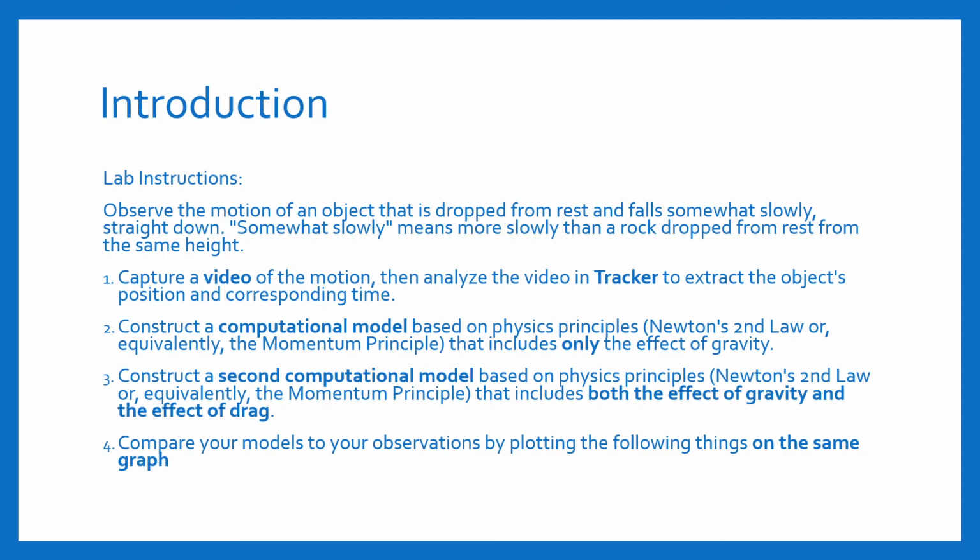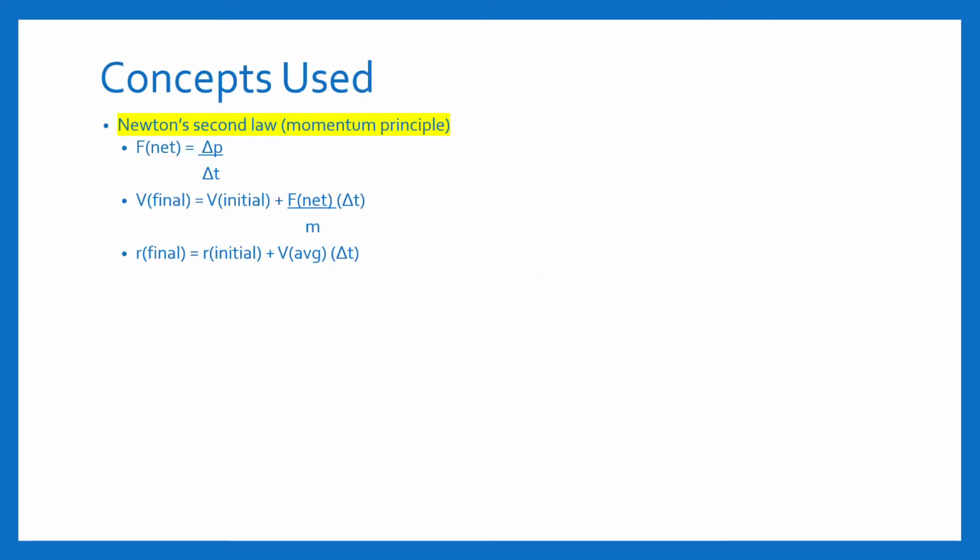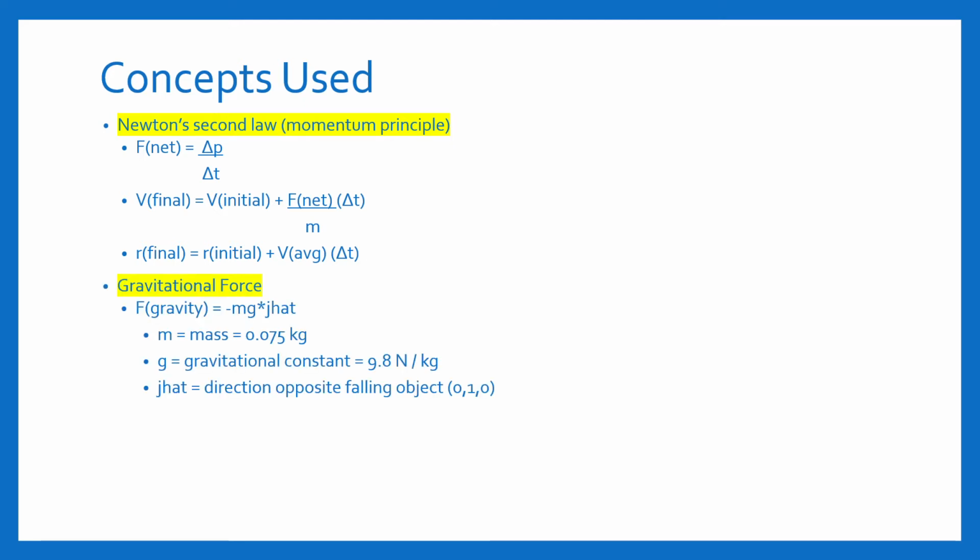In this lab specifically, our object in motion will be a plastic cup with a weight of 0.075 kilograms. One of the fundamental principles used in this lab is Newton's second law, stating that the net force is equal to the change in momentum over change in time. Newton's second law also states that the final velocity is equal to the initial velocity plus the net force over mass times delta t. Newton's second law also includes the position update formula stating that the final position is equal to the initial position plus the average velocity times delta t.